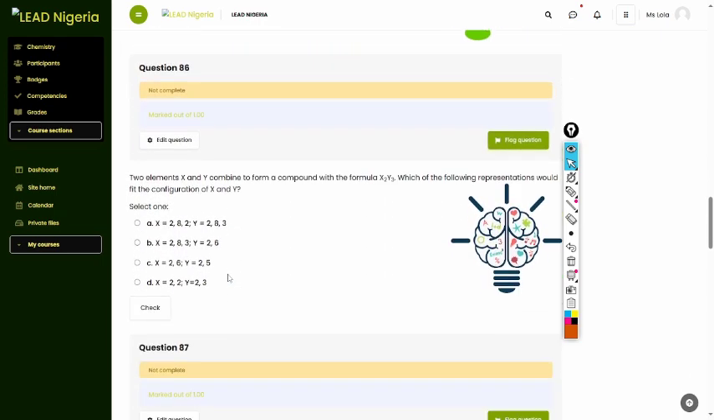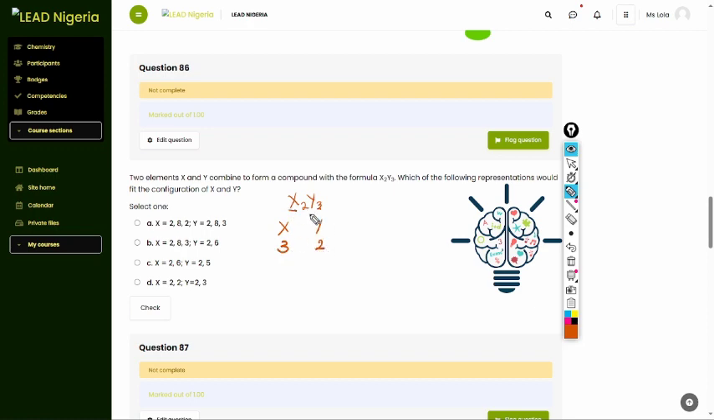Okay. Two elements X and Y combine to form a compound with formula X2Y3. Which of the following representations would fit the configuration of X and Y? Okay, so let's figure out what the combining power of X and Y is, and then we can figure out what configuration matches that. So if it forms a compound X2Y3, the combining power of X is 3 and that of Y is 2 because they exchange combining powers when forming a compound. So it means X combines with 3, Y combines with 2.